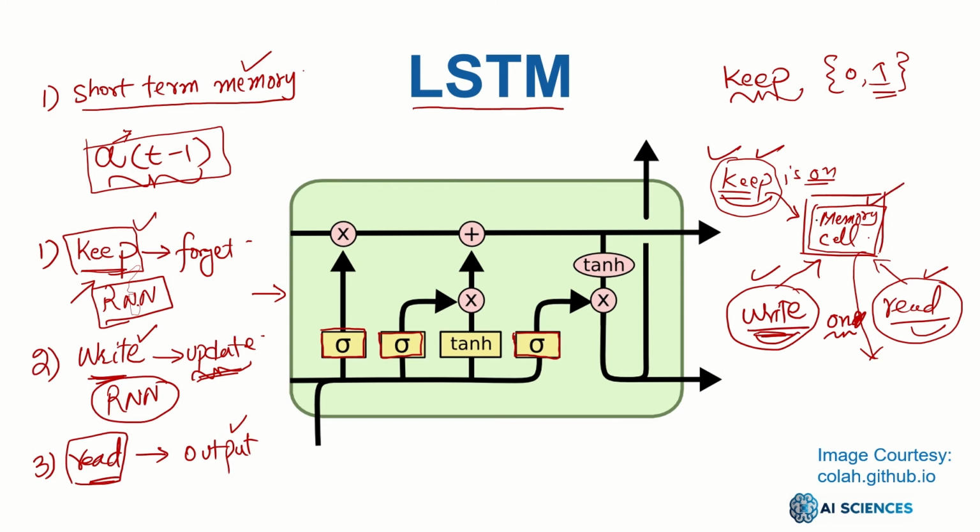And having these controllers, it is possible to actually keep the information for a long period of time, and the information will be kept in a separate memory cell, and this memory cell contains the short-term memory. And if the keep gate is on for a longer period of time, the short-term memory will stay longer in the neural network, thereby avoiding the impacts or effects of the vanishing gradient problem. Yeah, so that's how this LSTM works.